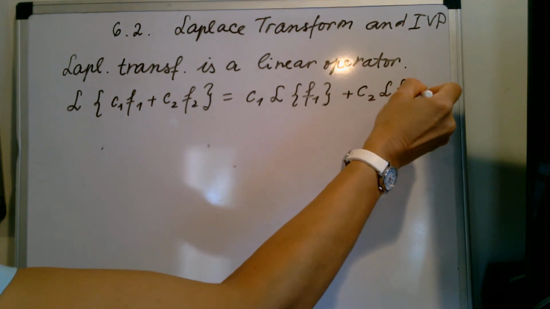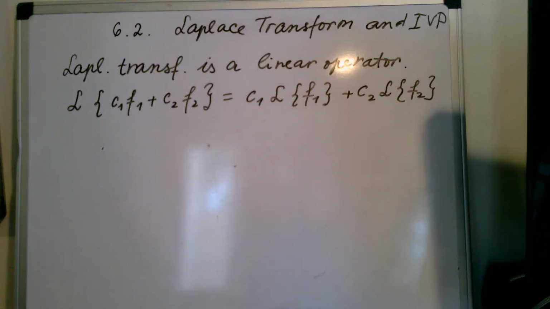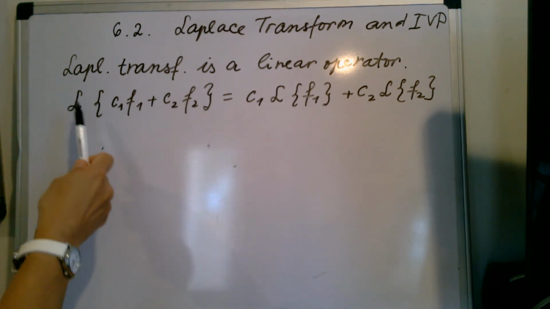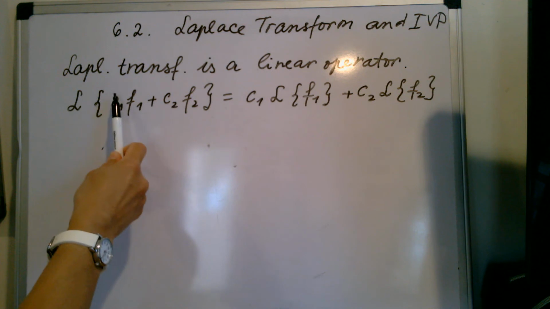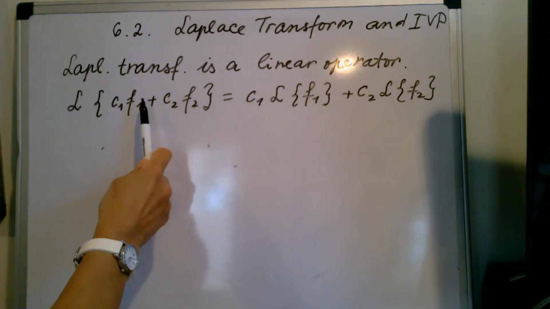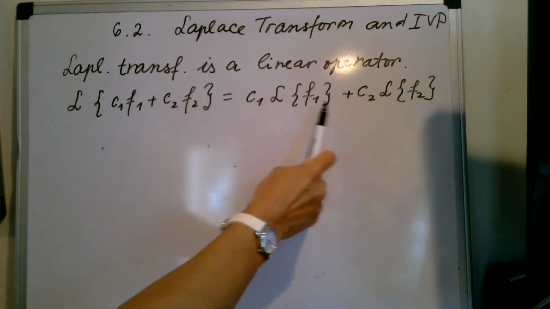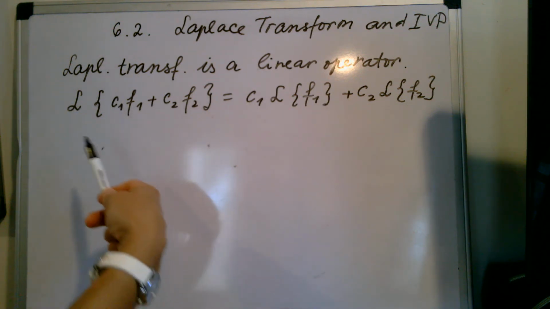Why is it a linear operator? Well, I'm not going to actually prove it, but you remember that Laplace transform is an integral, right? For the integral, you can always take the constant outside of the integral, and you can always split one integral of the sum of two functions into the sum of two integrals. That's why it's going to be a linear operator.